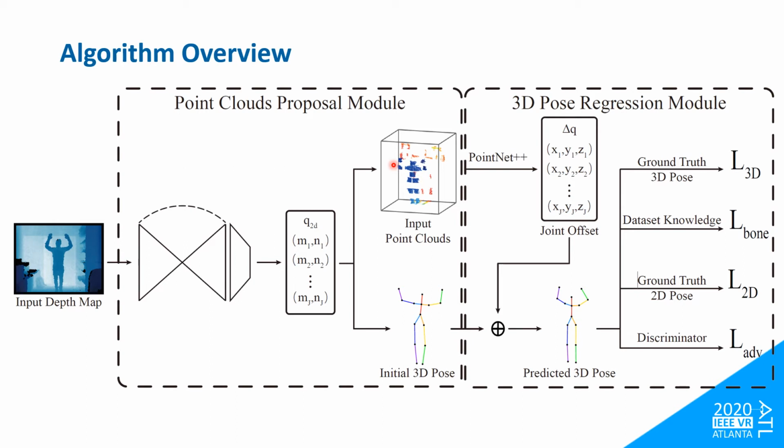Using the input depth map, we first estimate the 2D human pose and use it to sample and normalize the extracted point clouds from the depth image. Then we use the initial 3D pose converted from the estimated 2D pose and the normalized point clouds to predict the final 3D human pose. Now I will give a detailed introduction of these two modules.